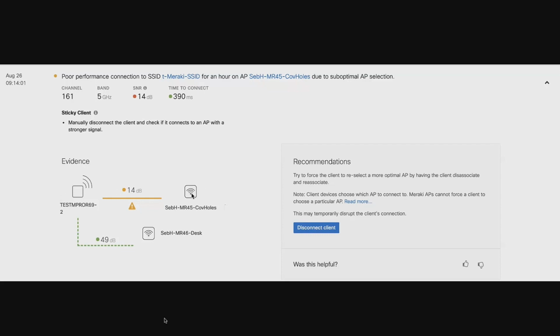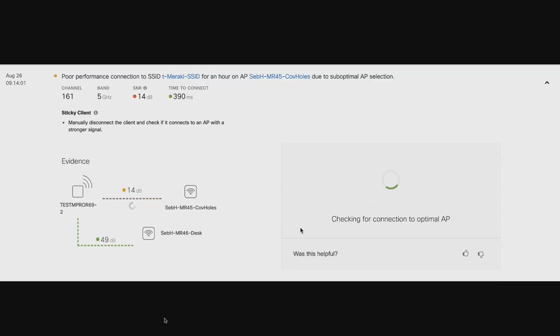Now, what you're seeing is the client being profiled at a network level to figure out which APs can see the client, and that intelligence is shown in the single timeline. And not only this, we will actually now start providing you recommendations based on this. The first one, obviously, is going to be to try and disconnect the client because the client is not roaming by itself. And when you click on the disconnect client, it not only stops there, but it actually waits to see what the client did.